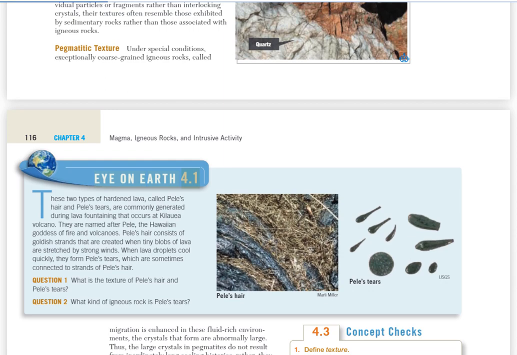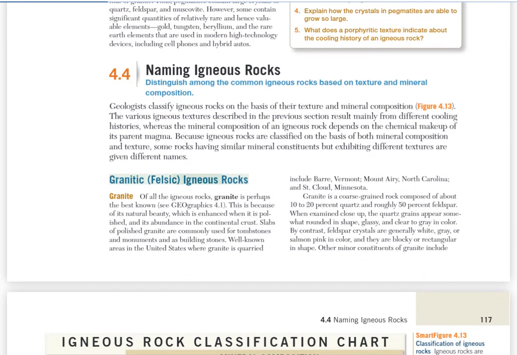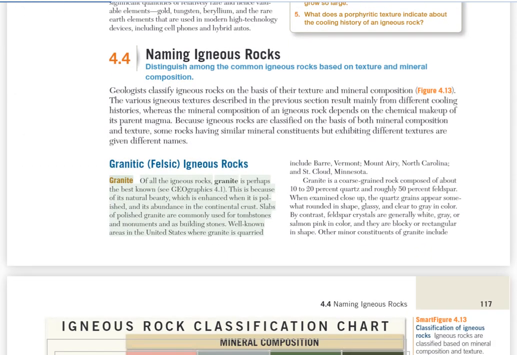Earth 4.1. Granitic igneous rocks. Granite. Of all the igneous rocks, granite is perhaps the best known. This is because of its natural beauty, which is enhanced when it is polished, and its abundance in the continental crust. Slabs of polished granite are commonly used for tombstones and monuments and as building stones.